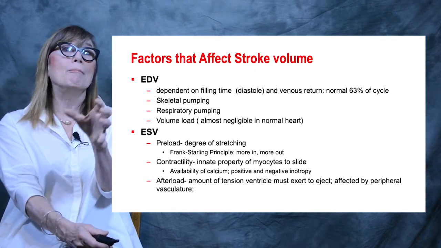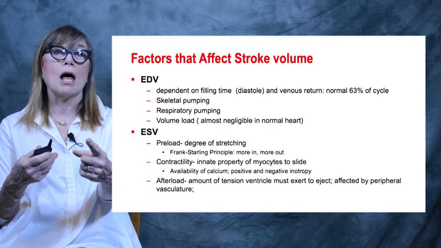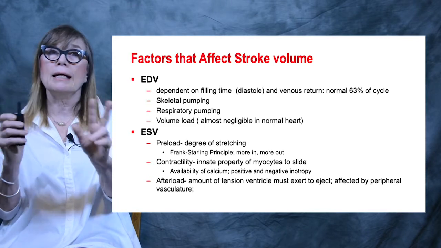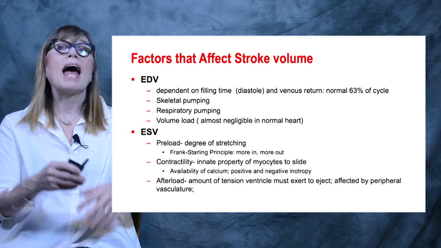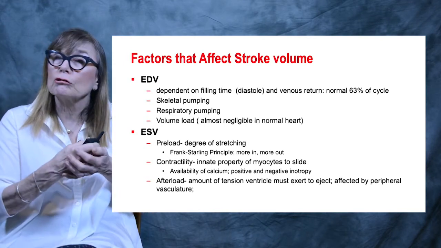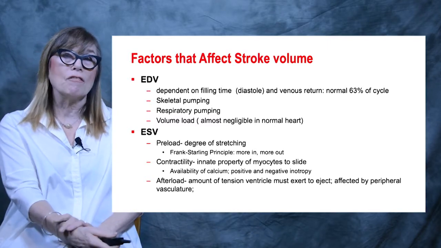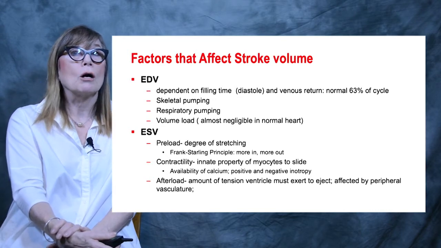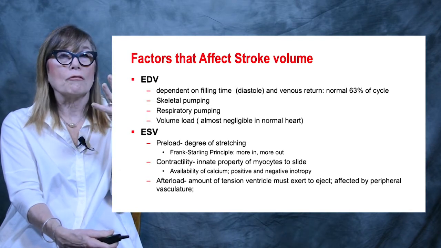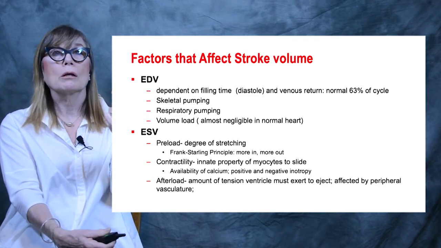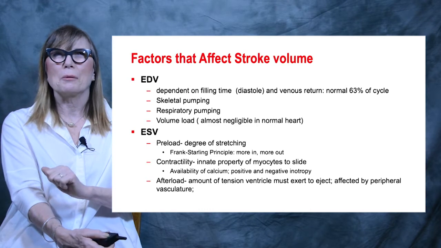Now that contractile mechanism in the myocardium is completely independent from anything else. It's just, are your fibers alive and do they have calcium? That's all that contractility is. But then we have something else as well, and that is the amount of tension, not just contraction, but tension that the ventricle must generate in order to eject the volume out into the arteries. So that's known as afterload. So we talk about stroke volume as being affected by preload, contractility, and afterload. Those three things. And we'll talk about them more a little bit later.